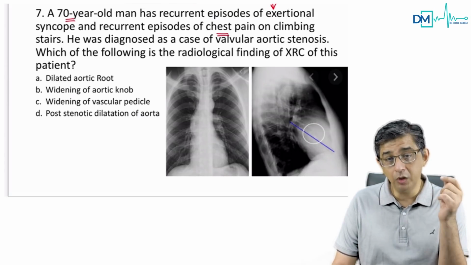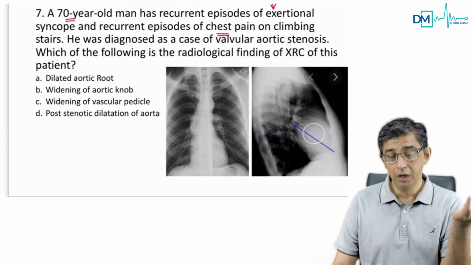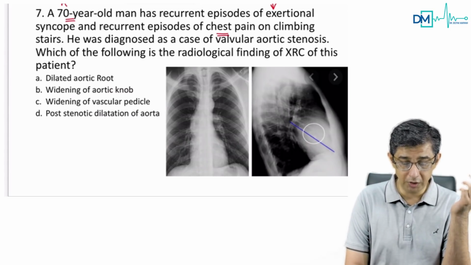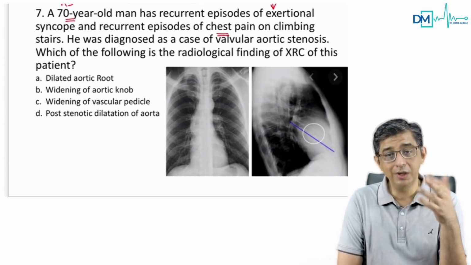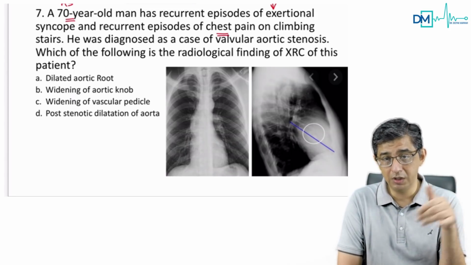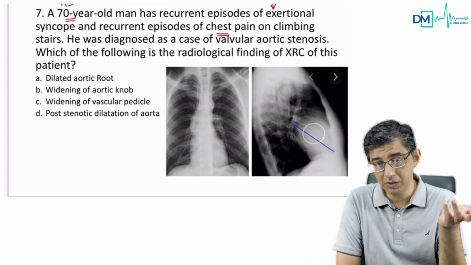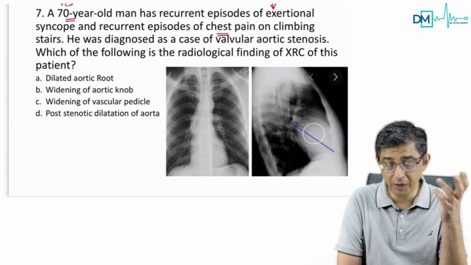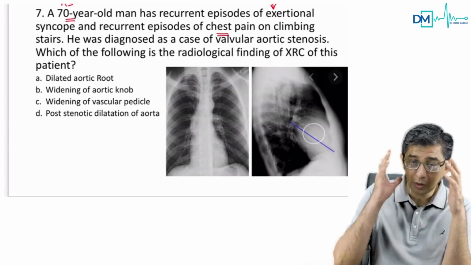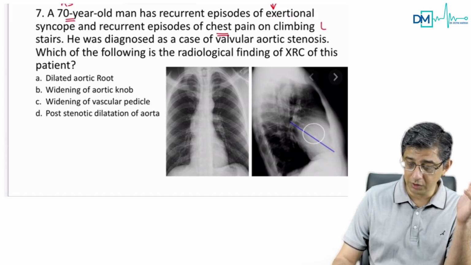So what you should keep in your mind is also a valvular lesion. In fact, in the geriatric age group, the commonest valvular lesion is aortic stenosis. Now, he has himself told you that this is a case of valvular aortic stenosis and is giving you a radiological finding of this person. So the bottom line is, guys, he's asking you what would you get in a person having valvular aortic stenosis. The first thought process of mine would be aortic stenosis will cause enlargement of the heart.